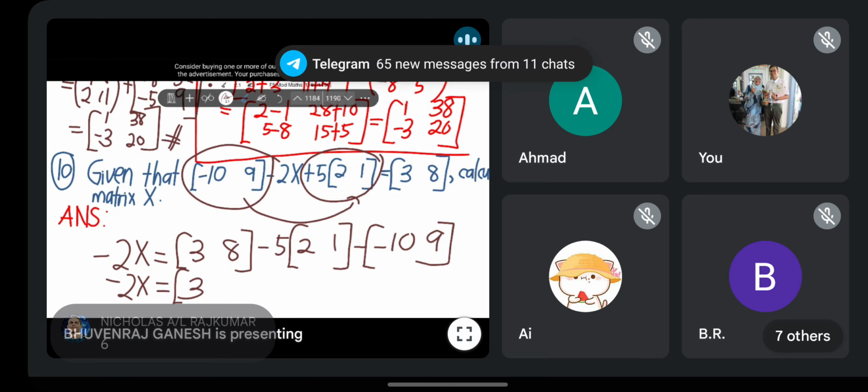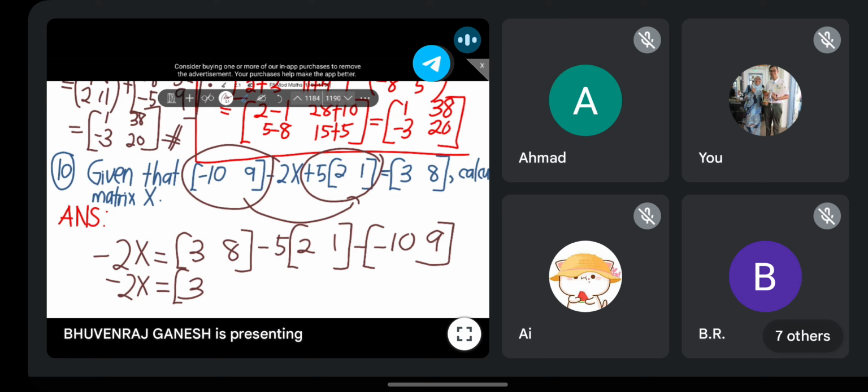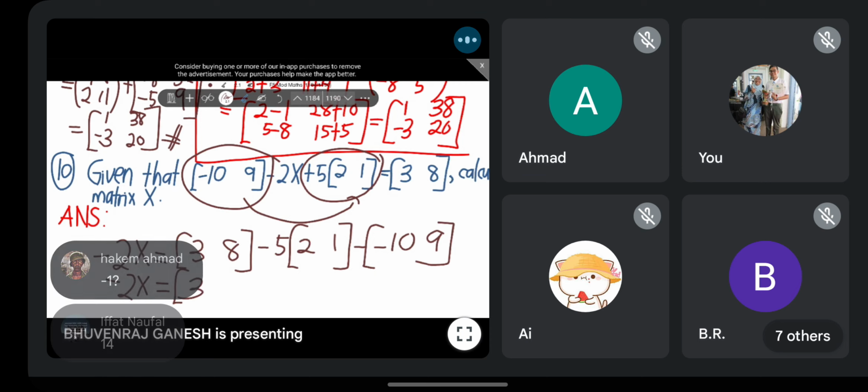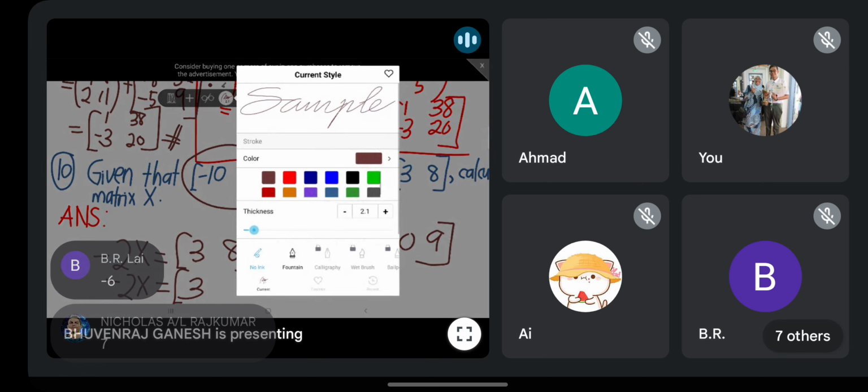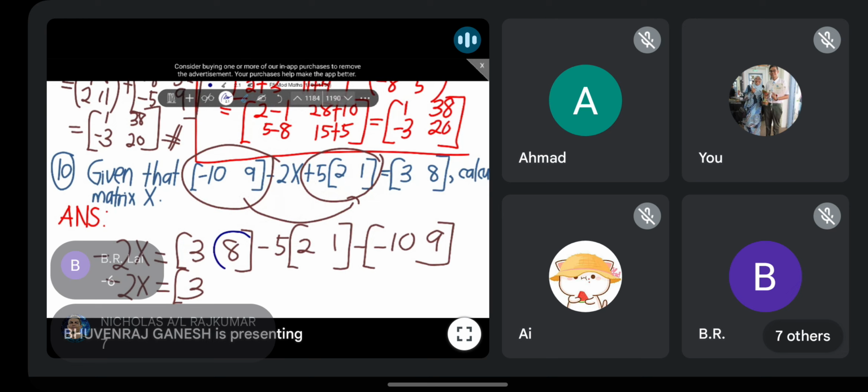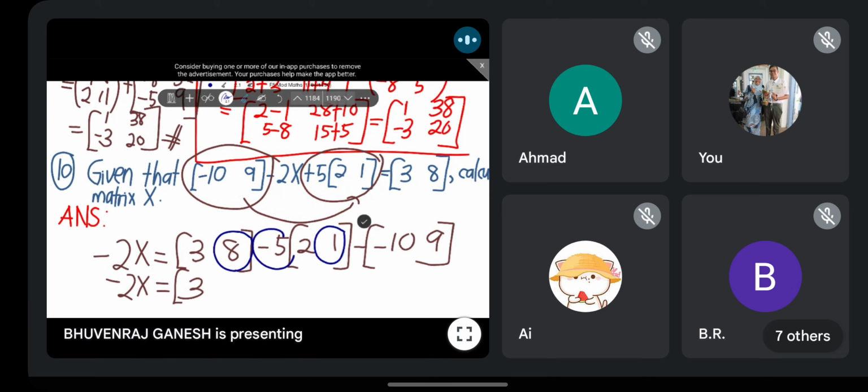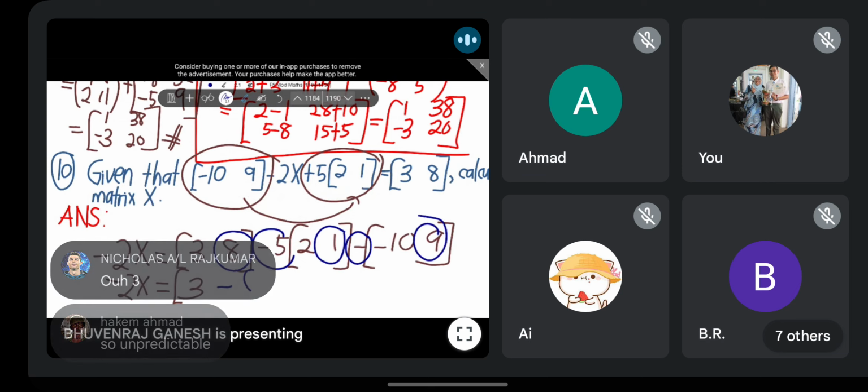Okay. Eh? Are you sure it's 6? See carefully the sign. Bukan 15. Guys, what happened to your plus minus? Sudah karat ke? Guys, 8 minus 5 times 1. So minus 5. Minus 9. So 8 minus 5 minus 9. You will get negative 6.